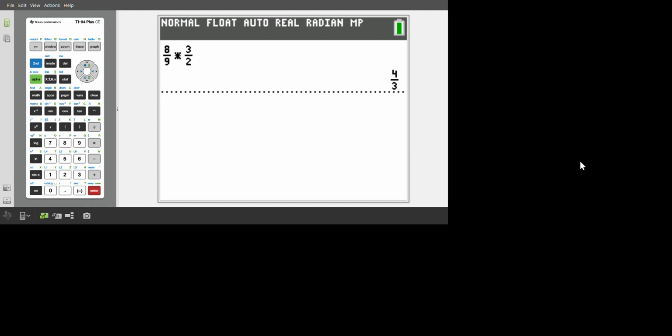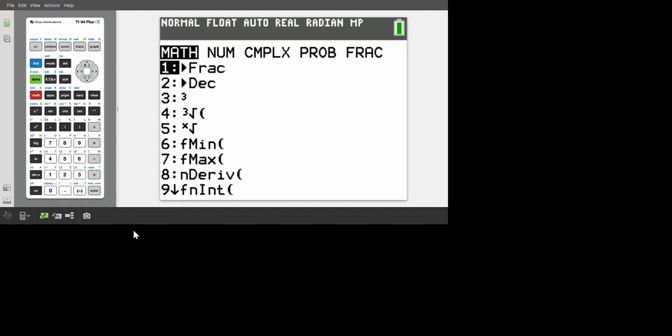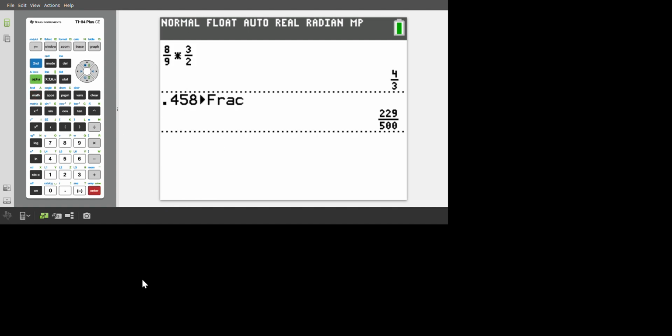So this is a good way to check yourself if you're doing a problem that's involving fractions and you want to check to make sure, one, that you got the answer right, and two, that you have the answer in lowest terms. All right, let's say that we were just given a decimal straight off the bat here, 0.458, and we needed to convert it to a fraction. We can use that frac button to do that as well. Now, sometimes they don't turn out to be the neatest fractions, but it will indeed convert it into a fraction for you.